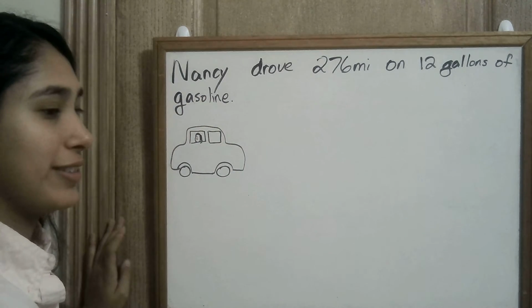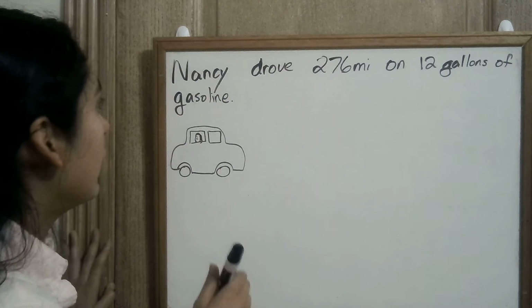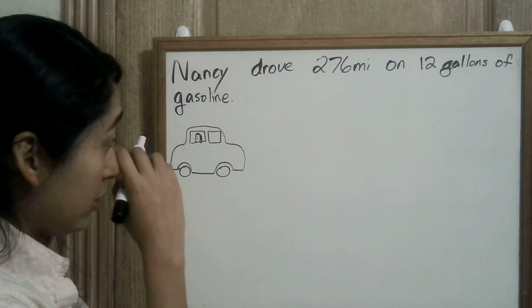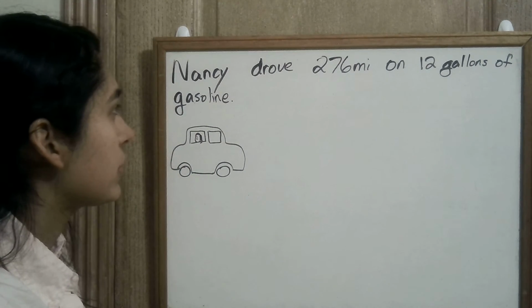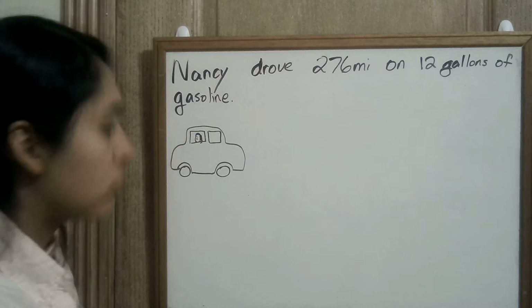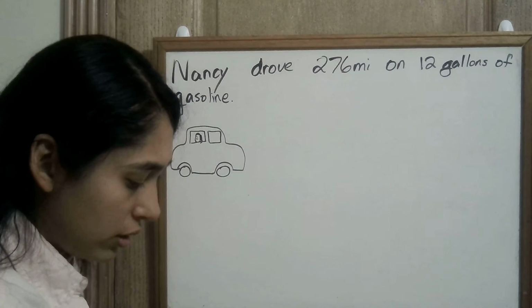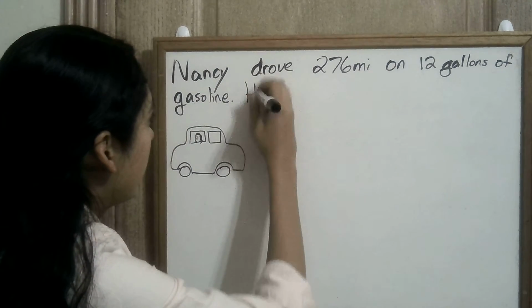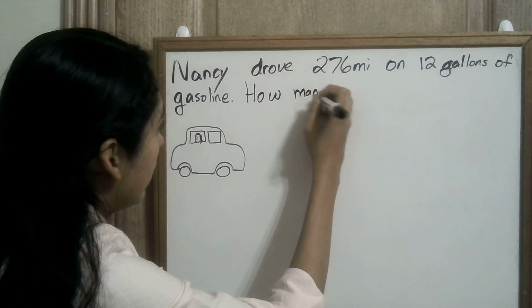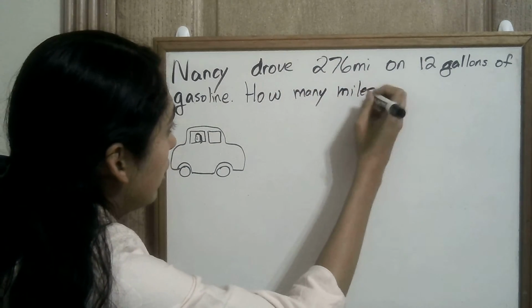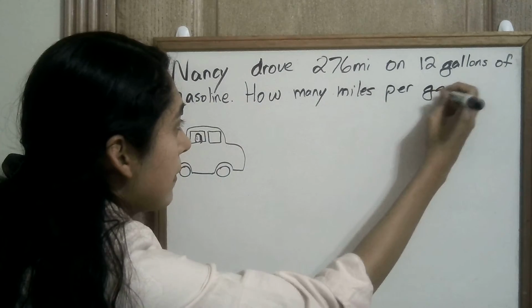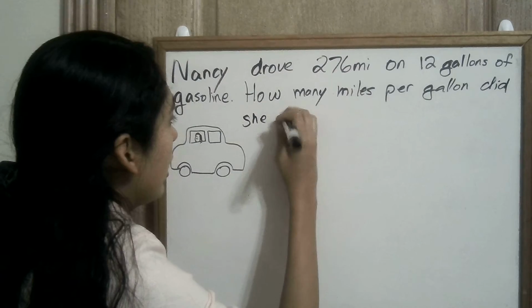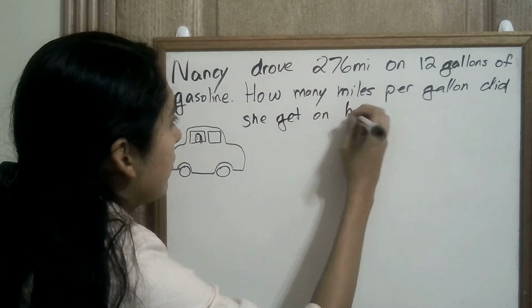Okay, we have Nancy. She's there and she's driving. So she drove 276 miles, so that's a distance, on 12 gallons of gas. Alright. Seems like we're missing some more information. How many miles per gallon did she get on her trip?